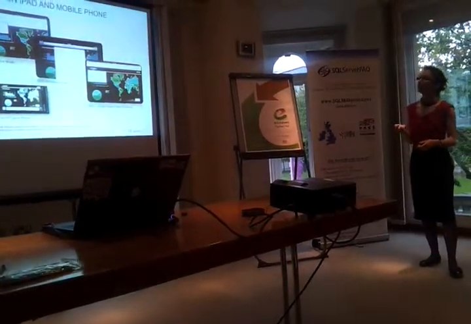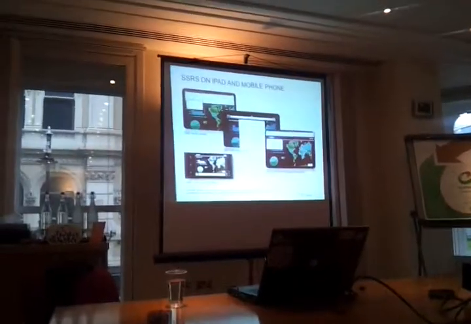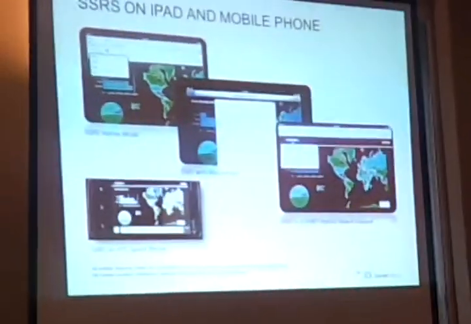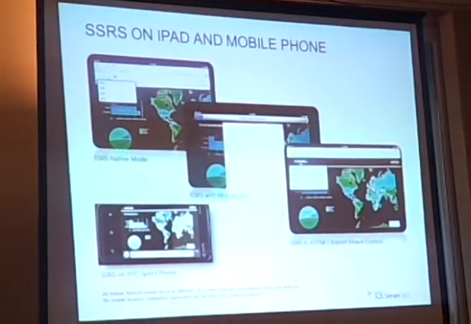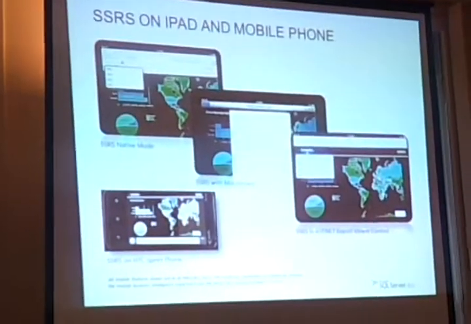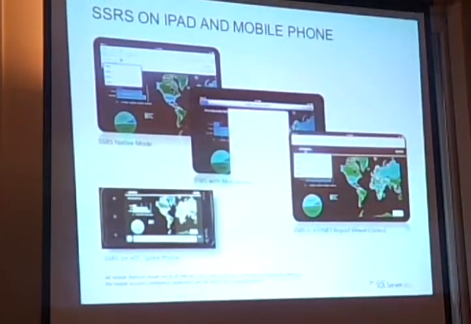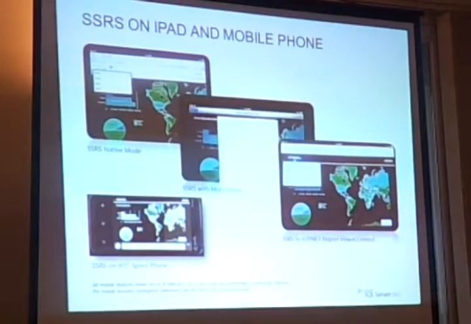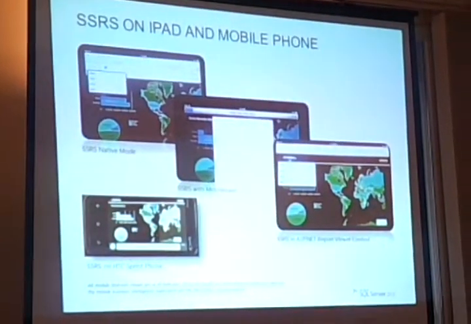Okay. So SSRS and the iPad, there's something called MobiWeave. MobiWeave is for Reporting Services and the iPad, it's about $40. I must admit, I am not associated with the company, so I'm not trying to sell you something. But you can go and give it a try and see how that works. I think it doesn't look too bad, actually. Greens and blues, pie charts again.